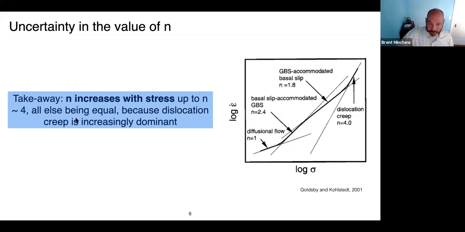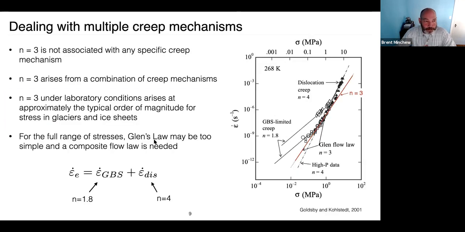And this, of course, is true all else being equal. There will be a number of different feedbacks and complexities that come into play in all this. But as a rule of thumb, n increases with stress. And that's basically because dislocation creep becomes increasingly dominant within the material.